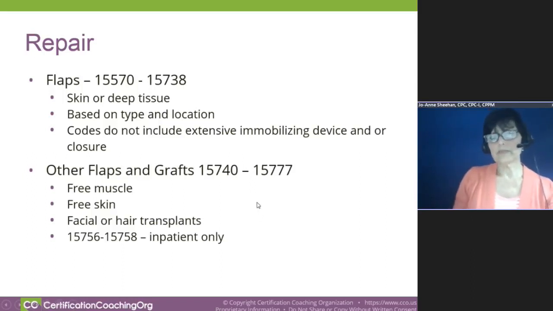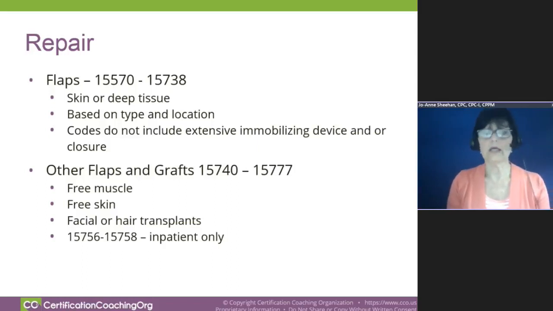Also be aware that even though these codes are in CPT, depending on the diagnosis, they may or may not be paid by an insurance carrier. If it's considered cosmetic in any way, you can rest assured that it's not going to pay. So you want to make sure that the operative report gives a complete story and that you understand.